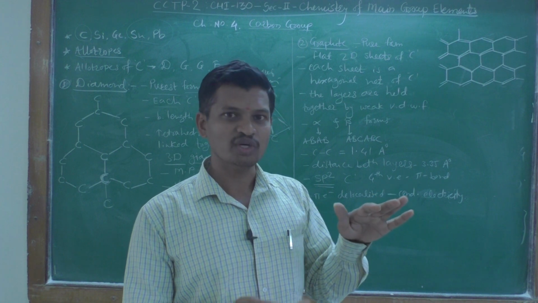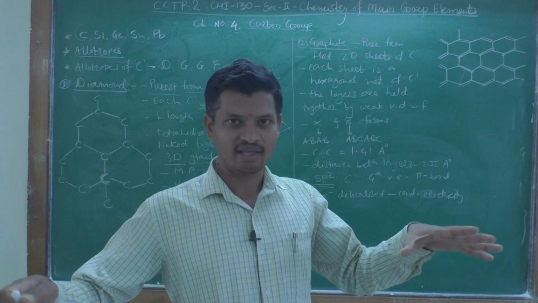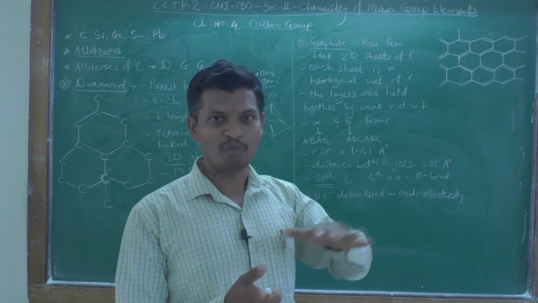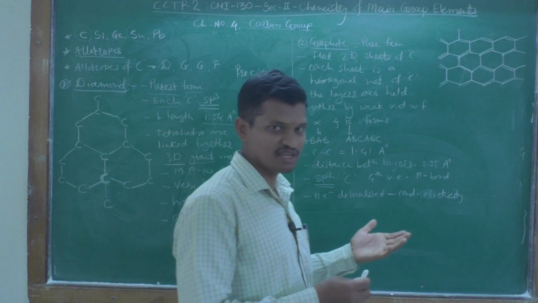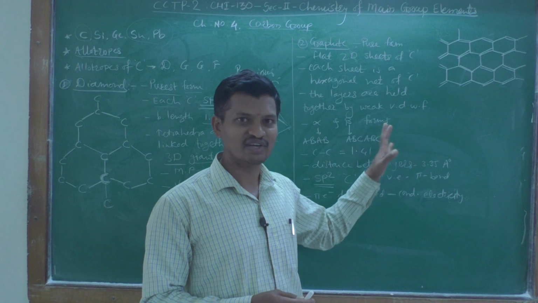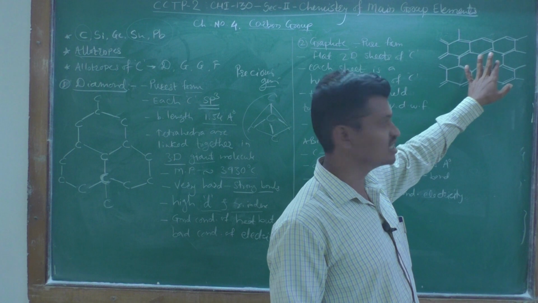So each sheet is a hexagonal net or array of carbon atoms, just like benzene, but it is not just like benzene. Benzene is aromatic in nature, graphite is not aromatic. The structure of graphite sheets is shown here.